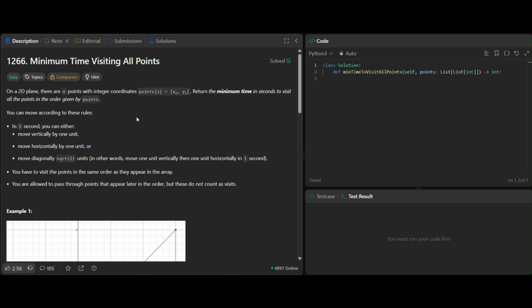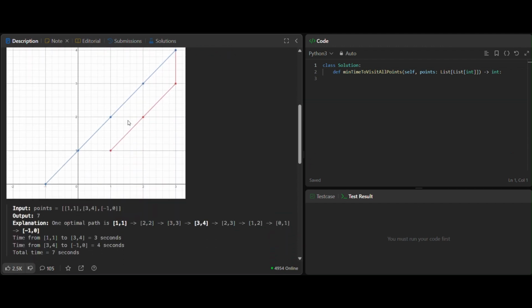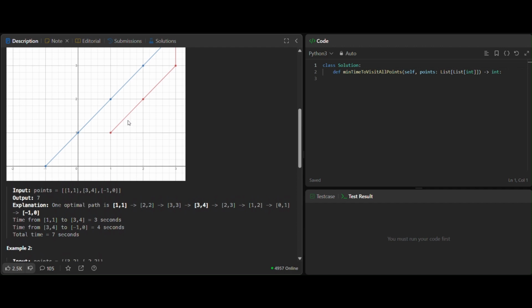If you see the insight, you're given a list of points on a 2D grid. Each point is X, Y, and you must visit them in order. In 1 second, you can move up, down, left, or right by 1 unit, or move diagonally by 1 unit in both X and Y. Your task is to return the minimum number of seconds required to visit all points.